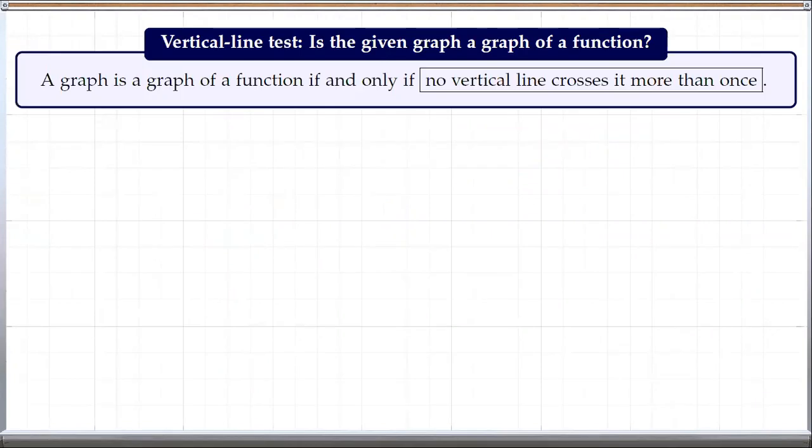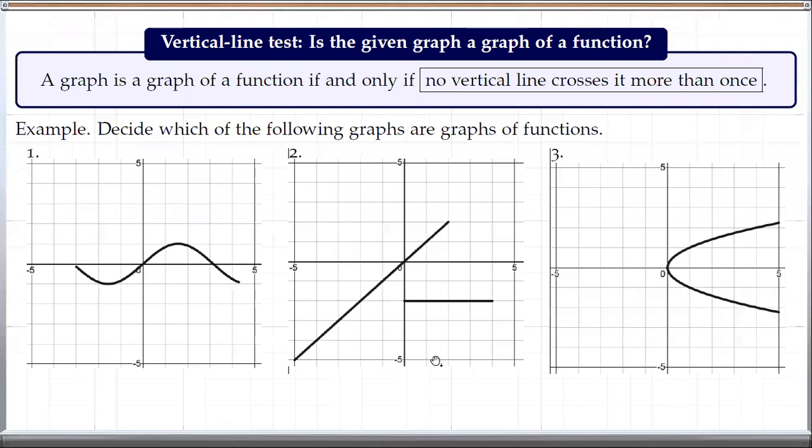So this is what the vertical line test says. It tests if a given graph is a graph of a function or not. A graph is a graph of a function if and only if no vertical line crosses it more than once. So we'll look at an example of what we mean by this.